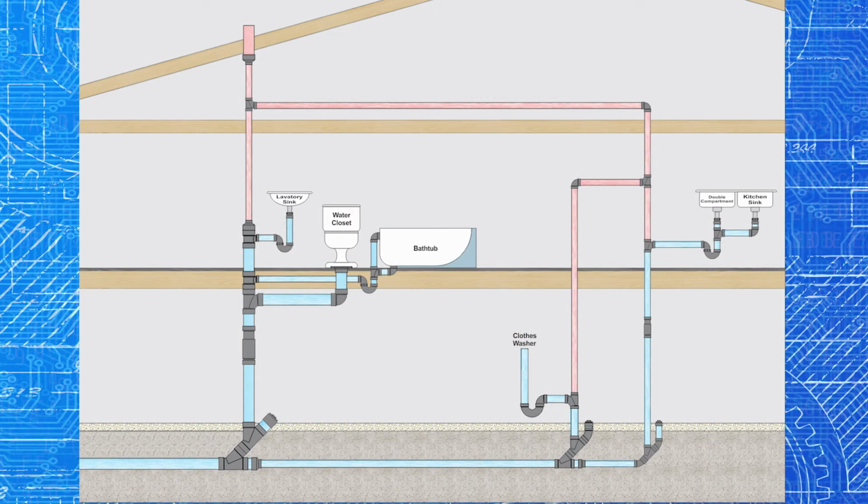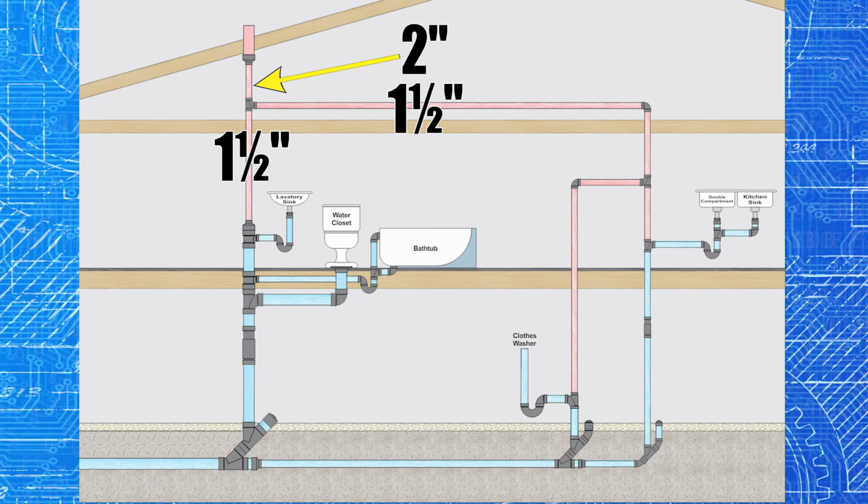At this point, some of you might note that we have 2 stack vents that are 1.5 inches, increasing in size to a 2-inch vent header. Can we do that? Well, this is venting. Venting can get bigger as it goes up, so yes, we can.